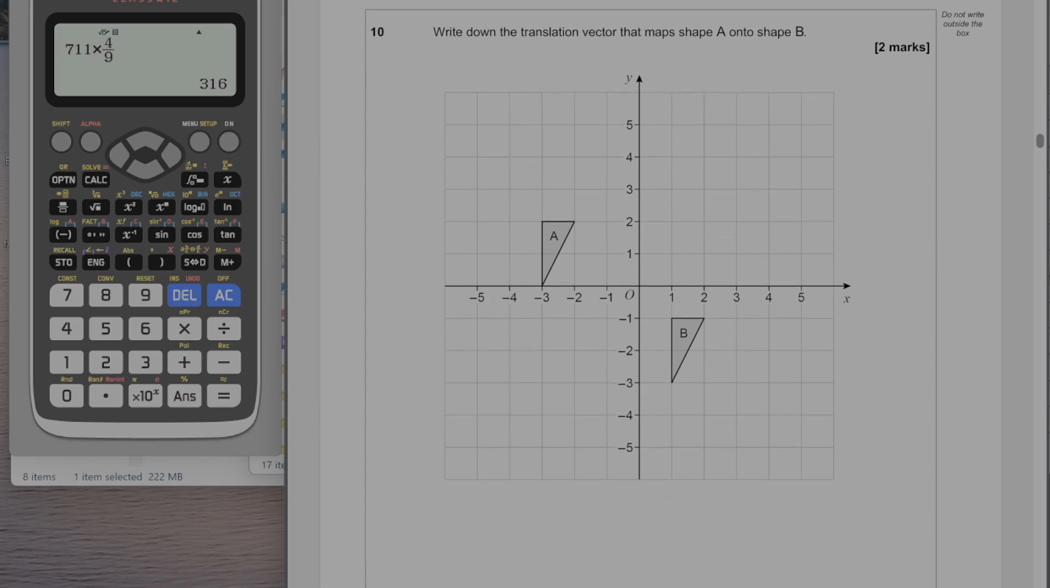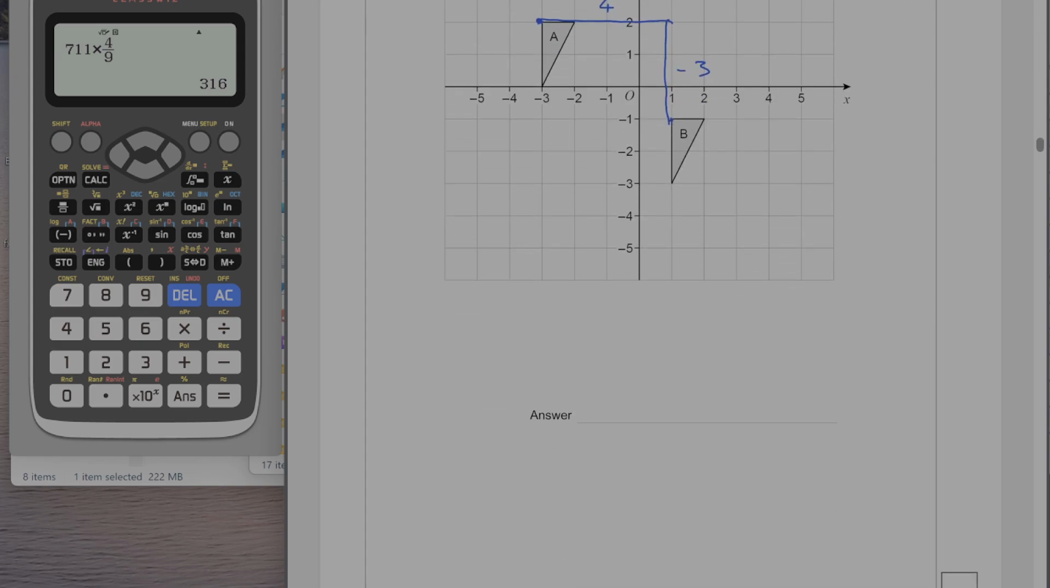Okay, question 10. Write down the translation vector that maps A onto shape B. So A onto B, we're going from here to here. We're going to go across and down. We've gone across 4 and we've gone down 3. So the translation vector would be 4, minus 3.